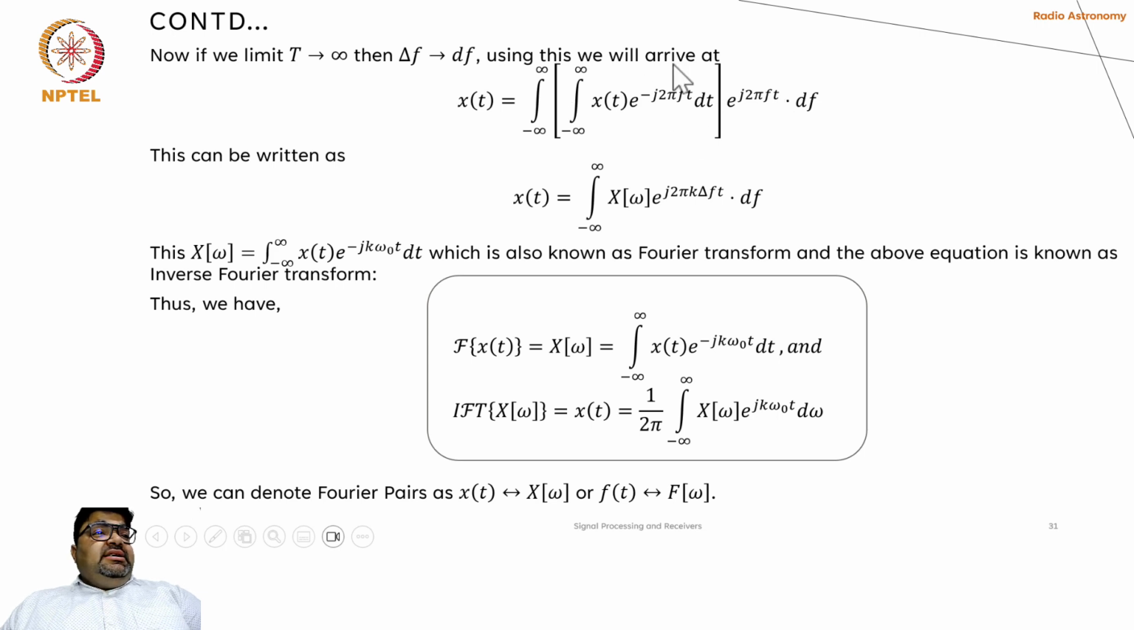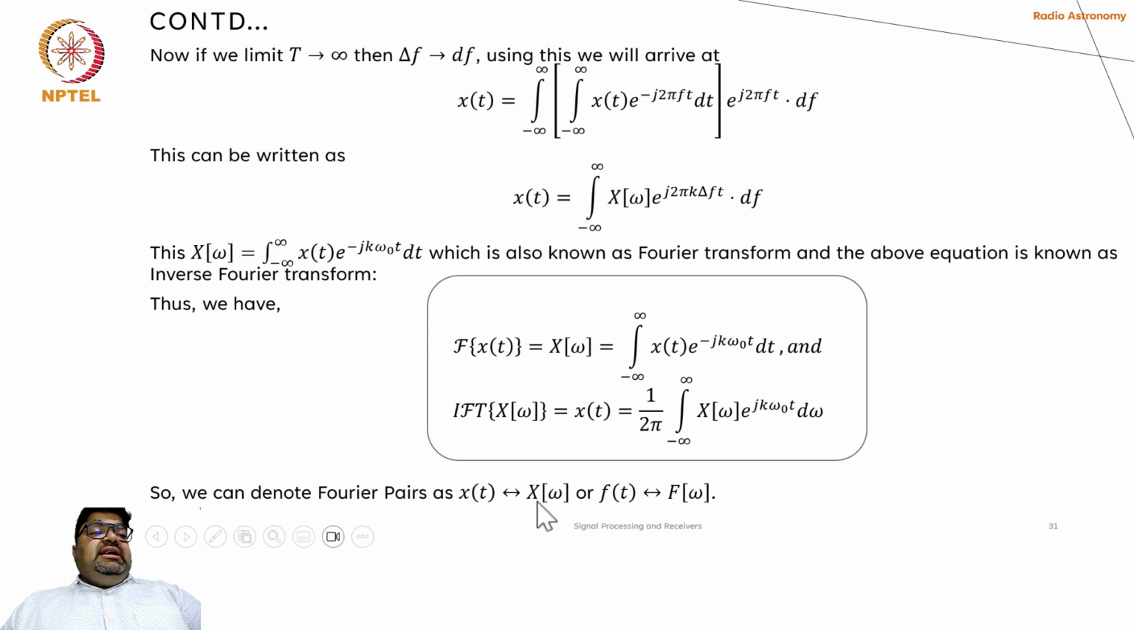Realize this, the central one can be noted as X of omega, because this is the Fourier transform of x(t). This X(omega) is nothing but the Fourier transform of x(t), the integral of x(t) e^(-j omega t) dt, which is known as the Fourier transform, and the above equation is known as the inverse Fourier transform. So that's how we arrive at the definition of the Fourier transform itself.